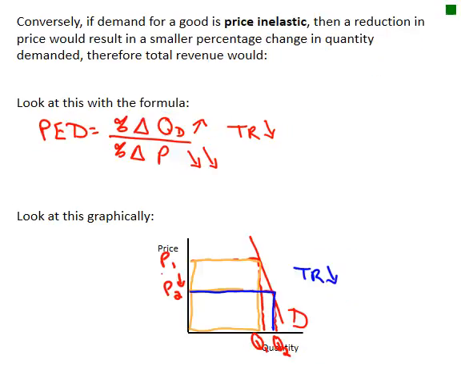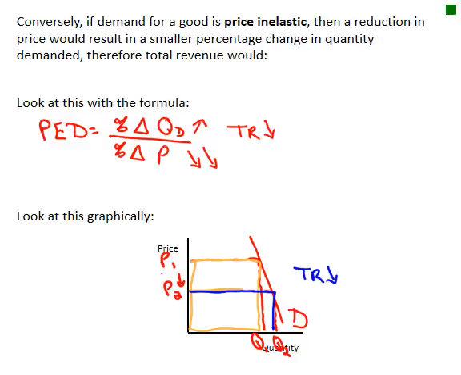Conversely, if demand for a good is price inelastic, then a reduction in price is going to lead to a smaller percentage change in quantity demanded. Therefore, total revenue would, well, again, I can't take all that information in at once. So let's look at it with the formula. PED equals percentage change in quantity demanded over percentage change in price. Now, did price go up or down? We have a reduction in price, so it went down. Automatically, we know that quantity demanded went up. Now we're going to see that a reduction in price results in a smaller percentage change in quantity demanded. So in terms of which is relatively smaller, it's the numerator.